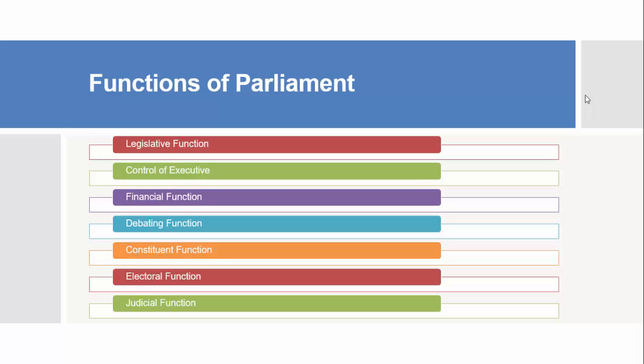Another function is financial function. Parliament passes the budget, that is annual statement of income and expenditure of the government. The executive cannot spend any money without the approval of the Parliament, who ensures that the government does not misspend or overspend.